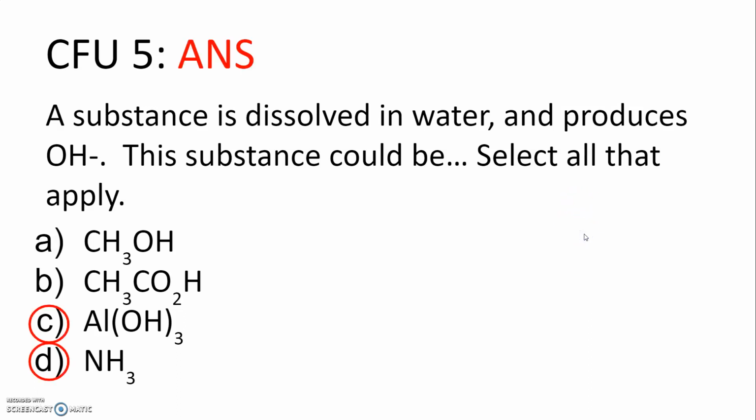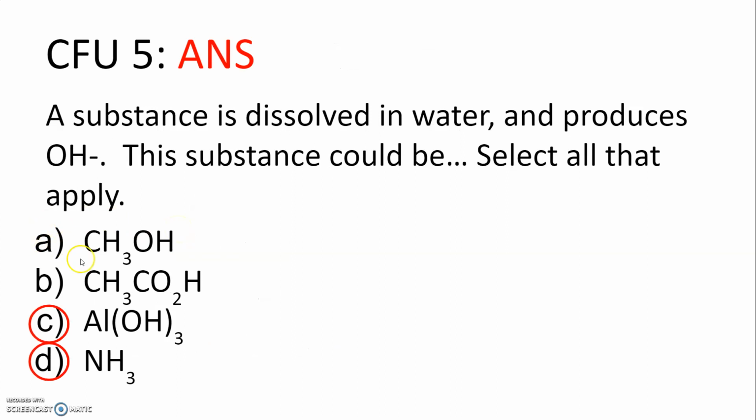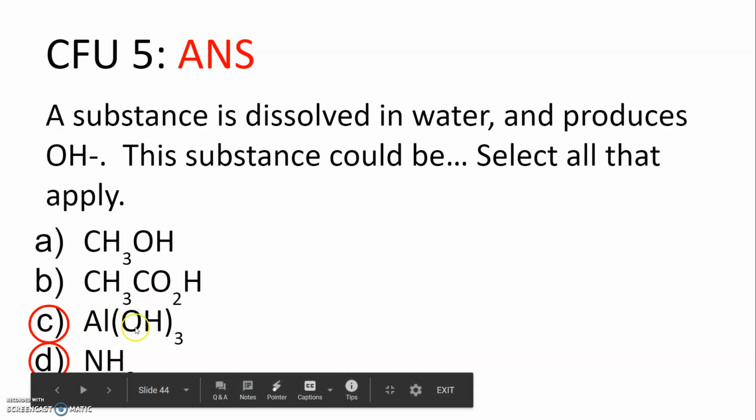All right, as we know, bases are the things that produce OH minus when dissolved in water. The first two are not examples of base. So methanol is not a base. It has an OH group, but it's not a metal OH. And then the next one, that's vinegar, CH3COOH. This is a Q group. The last two are bases. You have a metal hydroxide, aluminum hydroxide, and then you have ammonia, NH3.